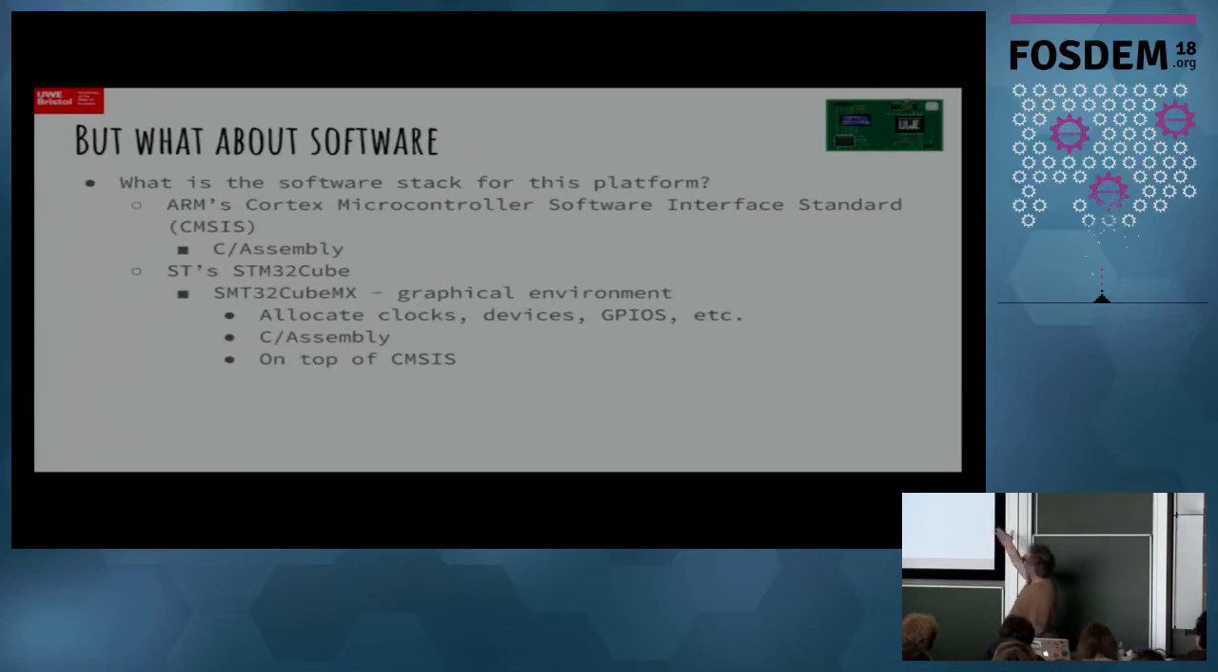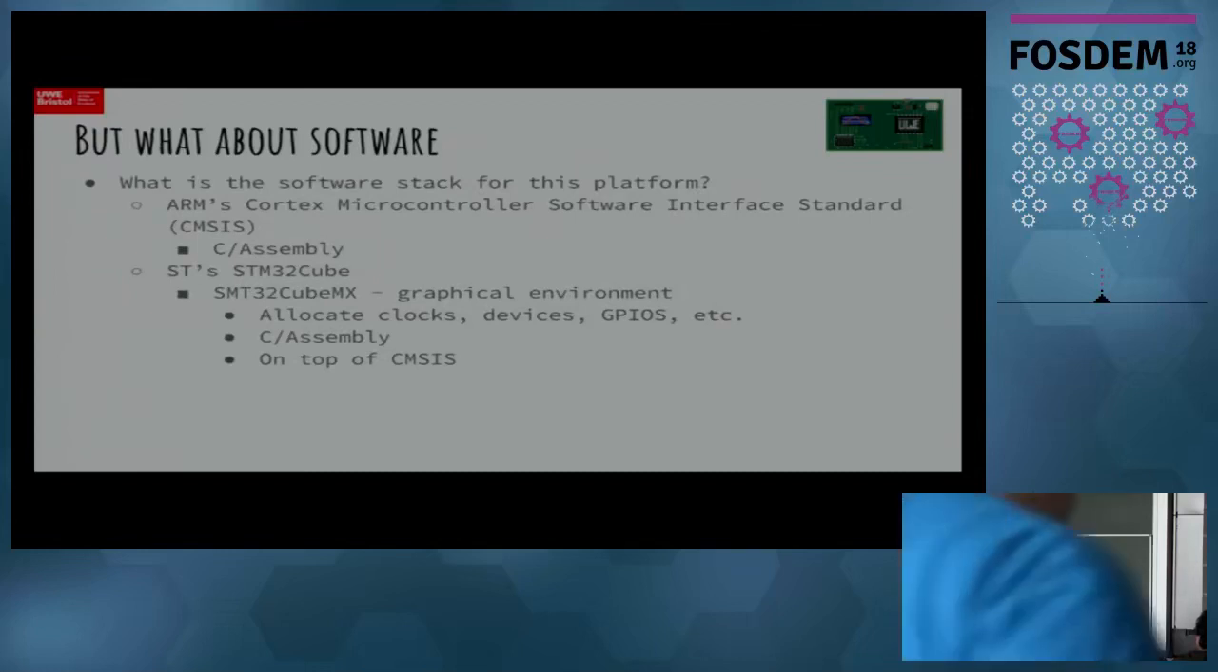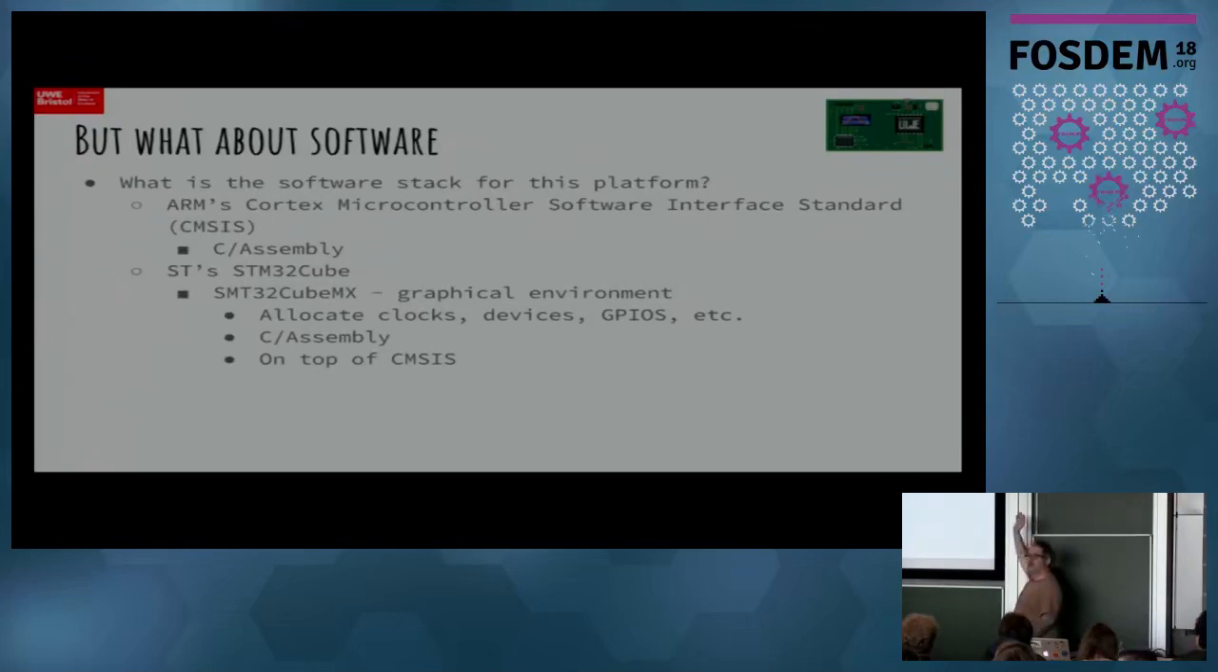And then the ST, because we use ST, again, I'm not promoting ST in any way, they have a thing called STM32Cube. Anyone ever used that here? Yeah, everyone wished they'd never used it. Yeah, me. And it sits on top.